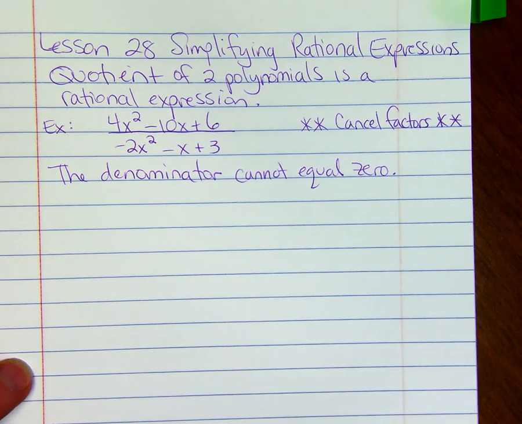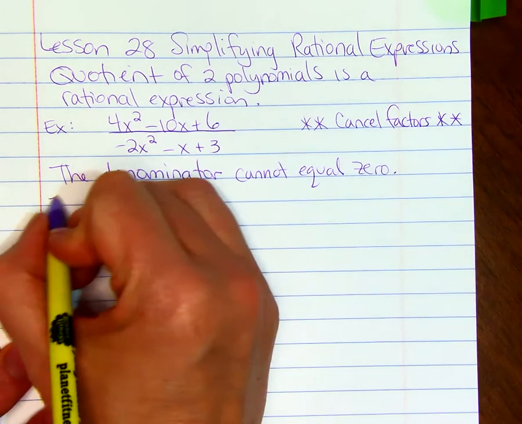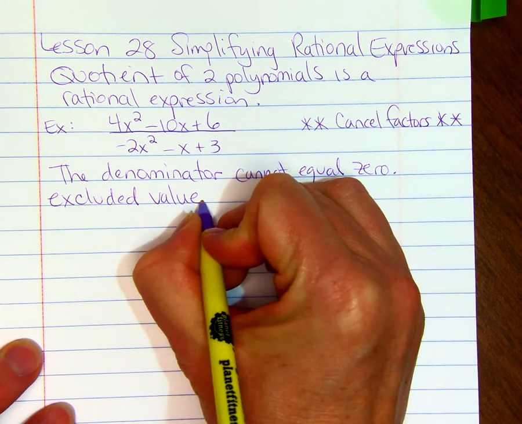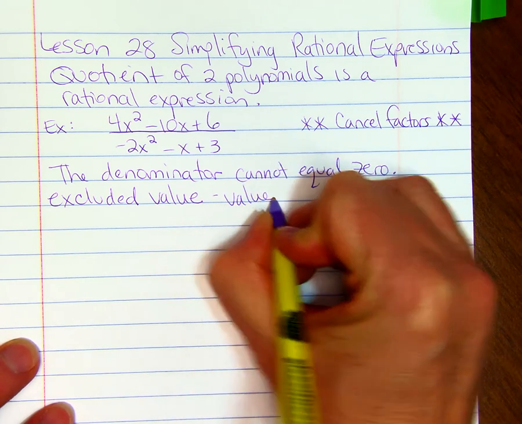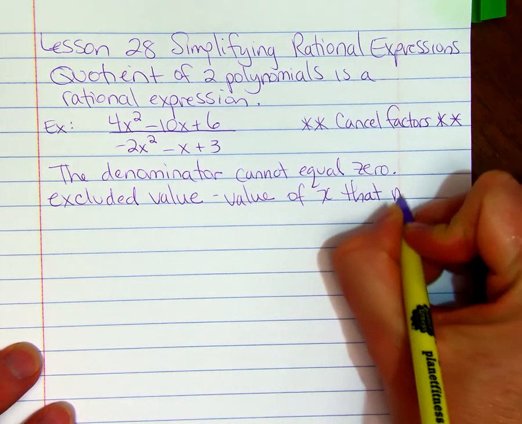So what you need to do is find the excluded values, which is just a value of x that makes the denominator equal to 0. And then we need to exclude them. In other words, they can't be that. So an excluded value is a value of x that makes the denominator equal to 0.